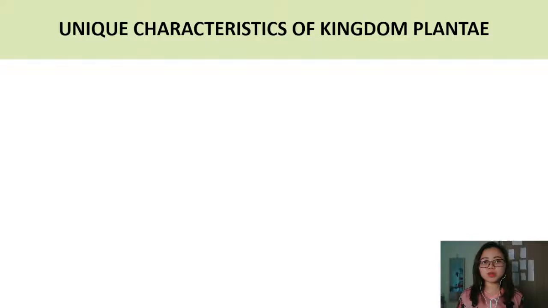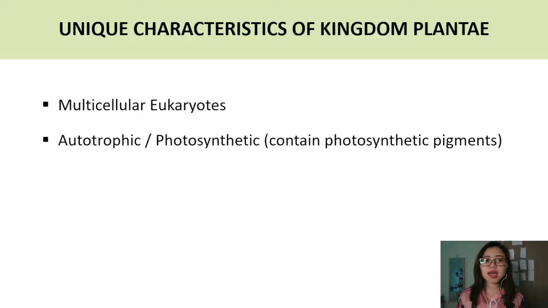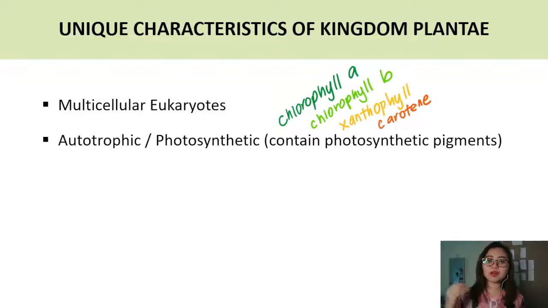Alright, so let's talk about what are the unique characteristics that are found in organisms in Kingdom Plantae. First things first, we already know that plants are multicellular eukaryotes and they are autotrophic, in that it means they produce their own food through photosynthesis. They can do photosynthesis because they contain photosynthetic pigments. In the normal plants that you see, the photosynthetic pigments will be in the leaves or any part that looks green. We know what these photosynthetic pigments are and we gave them names. Examples of photosynthetic pigments are chlorophyll A, chlorophyll B, xanthophyll, and carotene. When we get to the chromatography experiment in the lab, you will be able to extract these photosynthetic pigments from the leaves that we will give you.